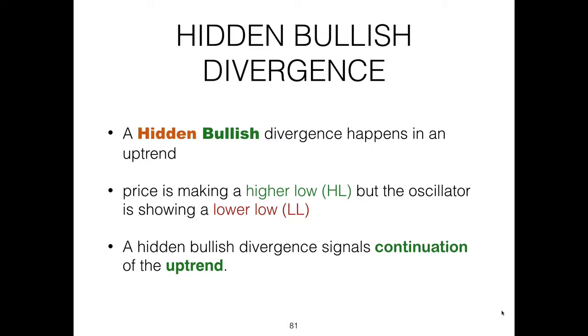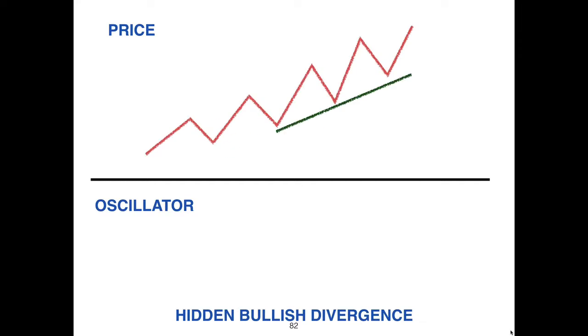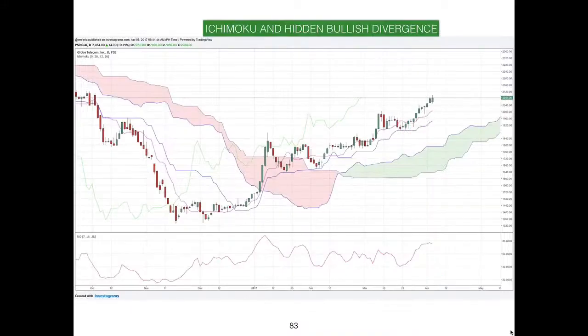So what is a hidden bullish divergence? It happens when price is making a higher low, but the oscillator is showing a lower low. A hidden bullish divergence signals continuation of the trend. So there has to be an existing trend. This hidden bullish divergence will only happen in an uptrend. So here's the price, and here's the oscillator. This is a hidden bullish divergence.